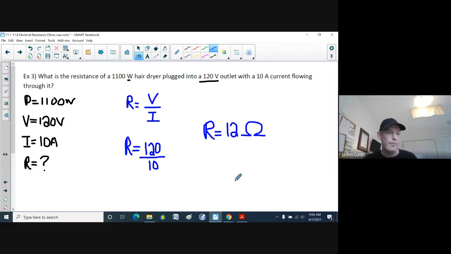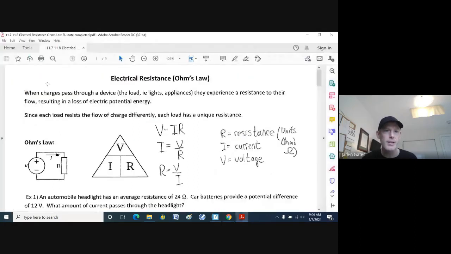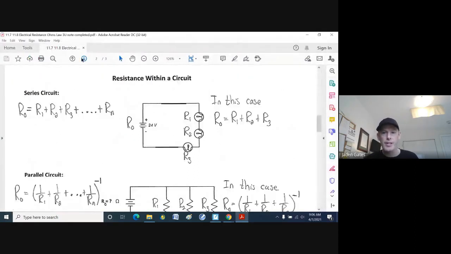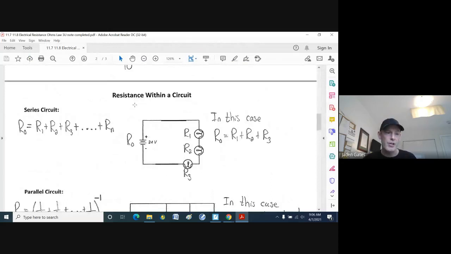All right, now we're going to move towards circuits because we've been dealing with circuits. There is different resistance within a circuit because we're going to piece it all together. Our circuits, and we're going to add in resistance. The other day we just did voltage and current, but now we're going to have all three variables in it. And so the resistance within a circuit works a little bit differently depending on what circuit you're dealing with.